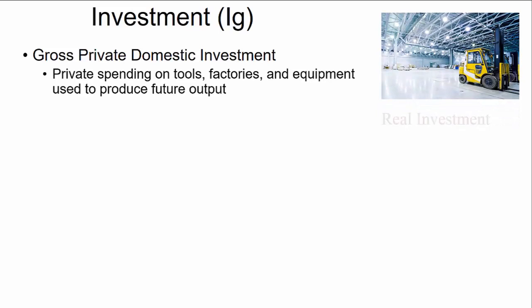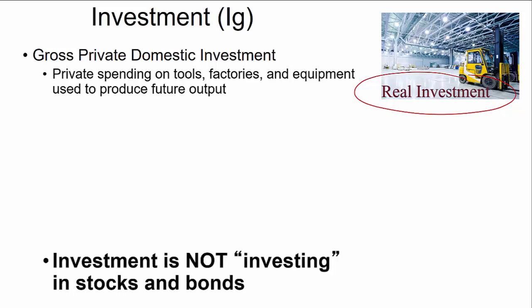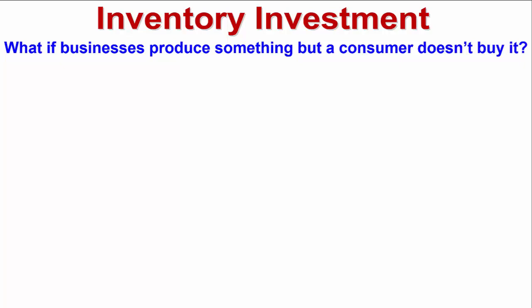Now, investment spending is made up of three categories as well. Typically, when we talk about investment, we're talking about what's called real investment, which is the purchase of capital: equipment, buildings, factories used in the production of consumer or capital goods. It is not investing in stocks and bonds. That would be called financial investment, which is none of this. Now, there's a second category called inventory investment.